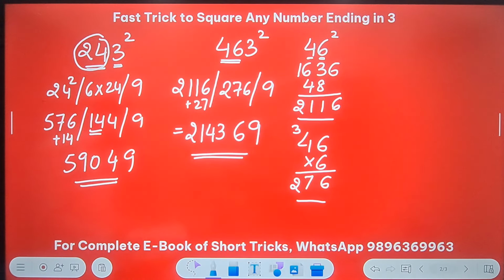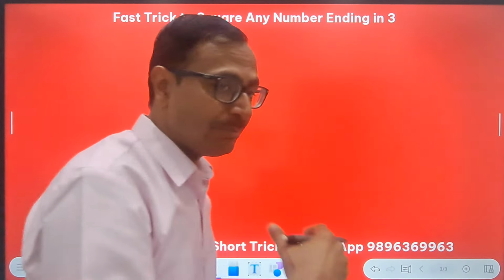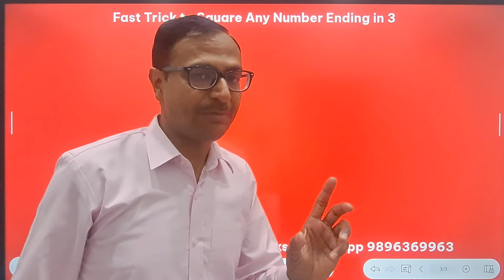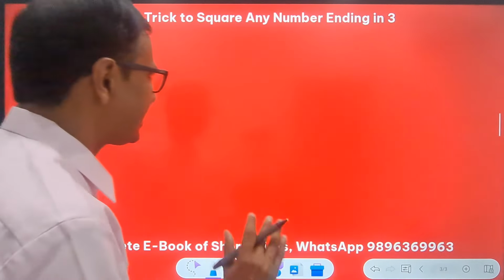214369 is the square of 463. Now you can go on and on, friends, and take much larger numbers, and you will see that the trick works wonderfully well for all numbers. Let's take one more example.